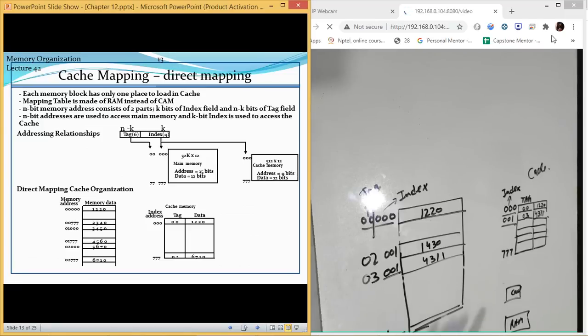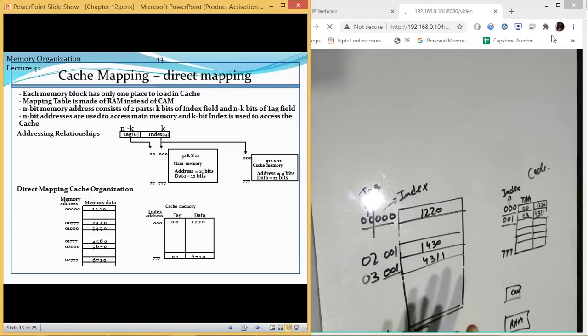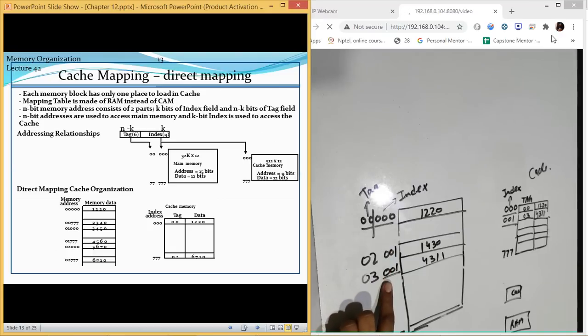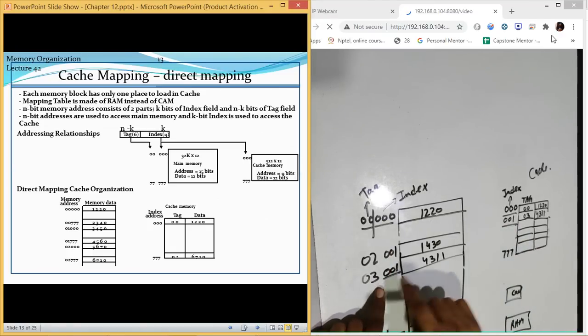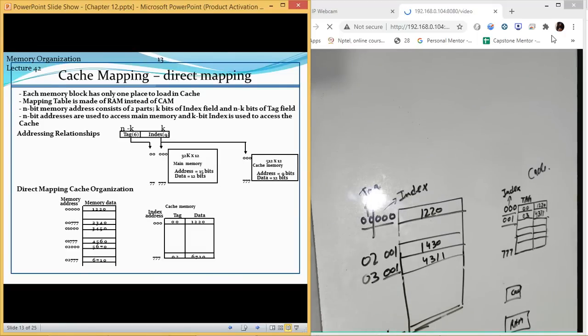So this is the first technique, and the second technique is to store this content. The first one was associative mapping, in which there was no particular place to store the content. But now we have a particular space. For index 001, we can only store those values at 001 which have the same index. If the index is different, you need to replace the existing value. So that is what we have inside the direct mapping technique.